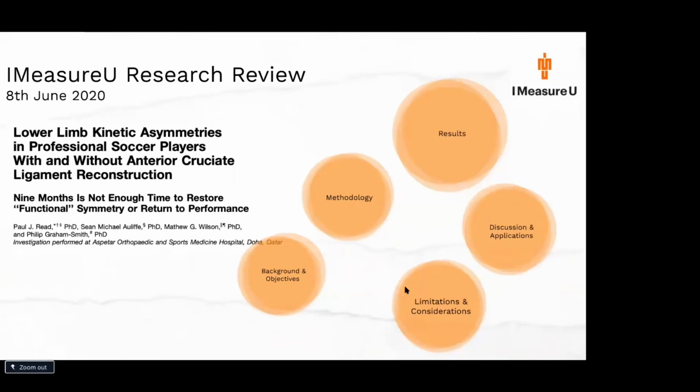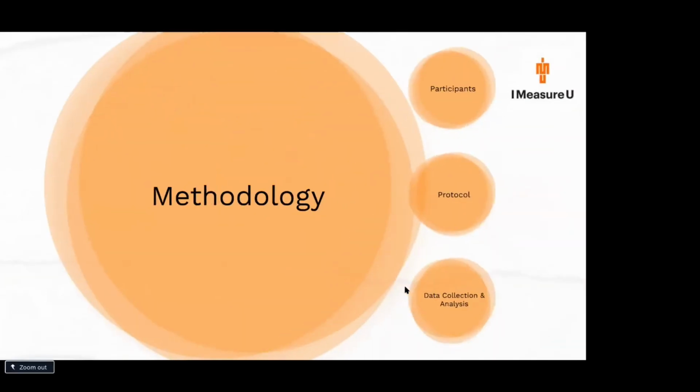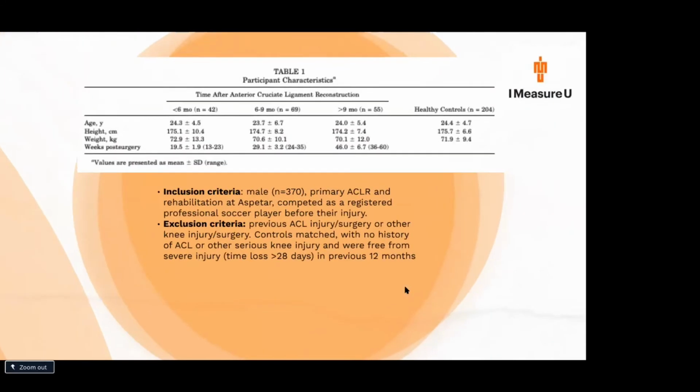Okay. So in terms of the methodology, the table of characteristics is presented just there, so those of you watching can read through that. The most important things to note are that the group was 370 males in total. These are male registered professional soccer players, primary ACLR for the ACLR groups, and the rehabilitation was conducted at Aspetar.